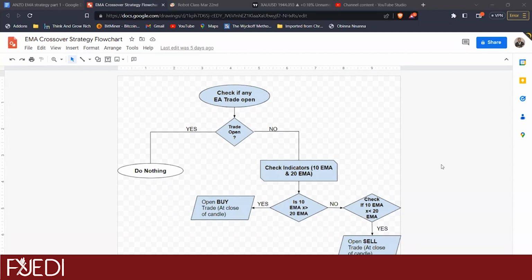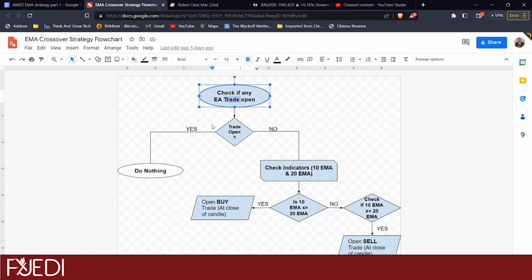Now, the logic of what we're trying to do was to build a robot that will execute trades on our behalf based on two simple conditions: the crossover of two exponential moving averages. And from the flowchart, I said first we want the EA to check if there are open trades. So we have the check trade conditions, that's this one. Then if there are open trades, remember we told the EA to do nothing, right? So if there's an open trade, we want the EA to do nothing. And if there are no open trades, then we want to check the indicators to look whether we can open a buy or a sell trade.